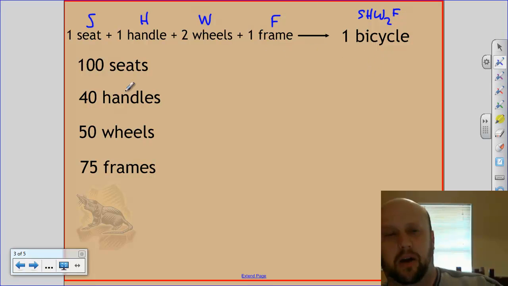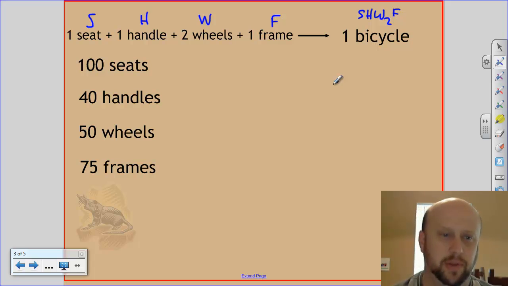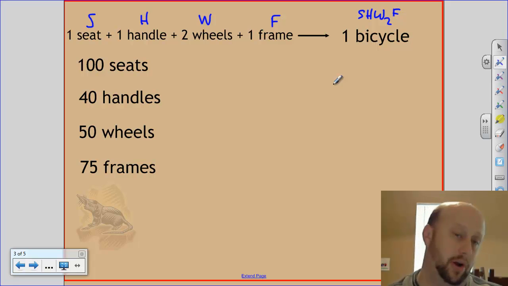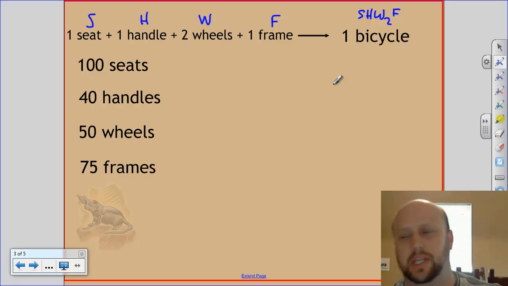Okay? Now, here's the way limiting reactant works. Limiting reactant is worried about what things you're going to run out of. And I'll pop that definition up on the screen, but limiting reactant basically means the chemical that you run out of. That chemical determines how much stuff you can make, okay? And we're going to see this here.